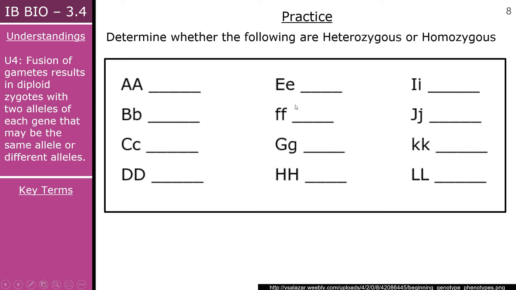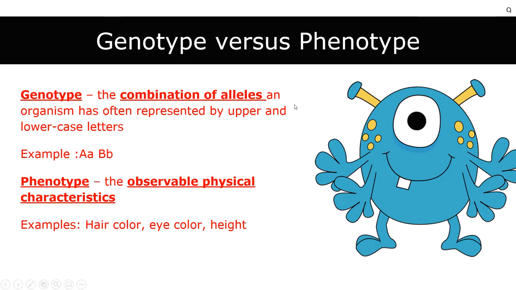So that is heterozygous versus homozygous. Now let's talk for a minute about genotype versus phenotype. Phenotype is the traits that you can see, the observable physical characteristics, things like your hair color, your height. On this monster, it has a blue color, it's got one eye, it's got four arms. That would be a phenotype because it's a physical characteristic that we can see.